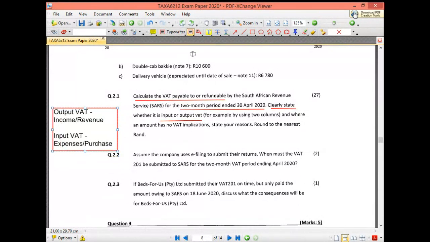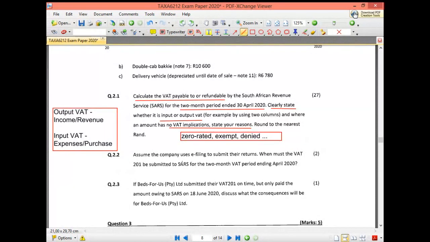And then they tell you, if an amount has no VAT implications, state your reasons. So that would be, is it zero rated? Is it exempt? Or is it potentially denied? Those are the type of reasons you would have to supply. And then they tell you round to the nearest rand, so you round it to the closest rand. Okay, so that's part 2.1.